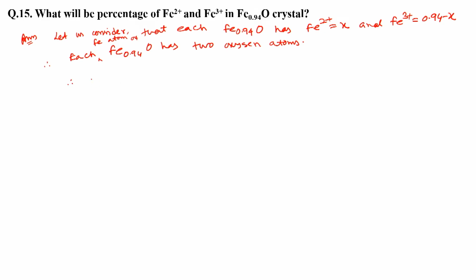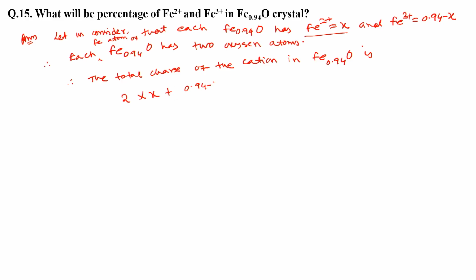So, the total charge of the cation in Fe0.94O is 2 times x, because we have Fe2+ as x and Fe3+ as 0.94 minus x. So, plus 0.94 minus x times 3. So, this is the total charge of the cation in Fe0.94O.